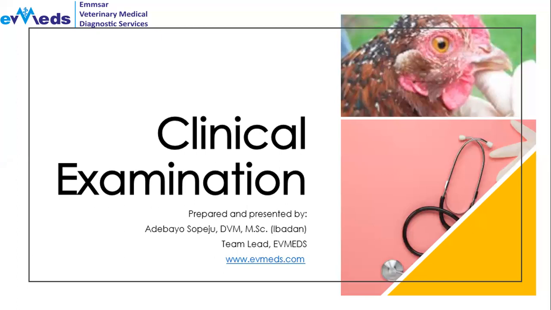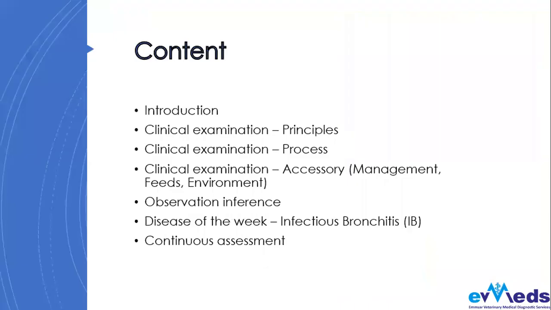What do we mean by clinical examination? So these are what we're going to be looking at as the content. We have the introduction, clinical examination, the principles, clinical examination, the process, and then the accessories. What are those other things that we need to look at aside from the animals? We need to look at the management, the field, and the environment. Then what can we infer from our observations?